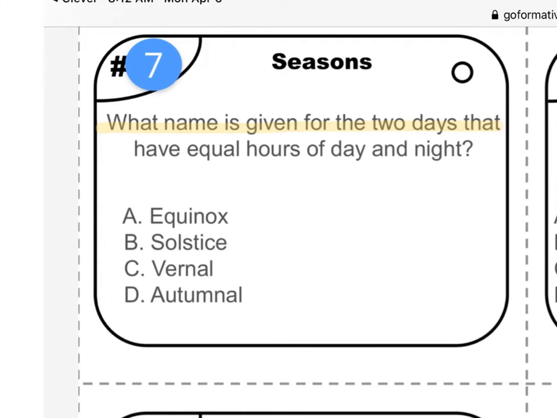What is the name given for the 2 days that have equal hours of day and night? Equinox, solstice, vernal, autumnal. And the answer is equinox.